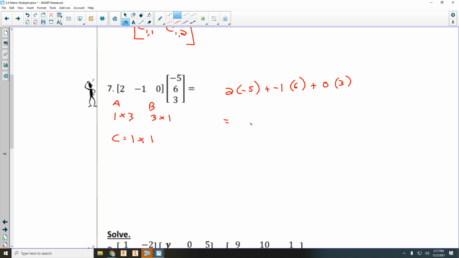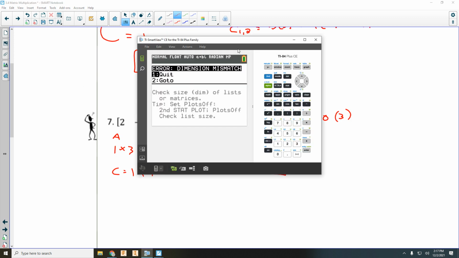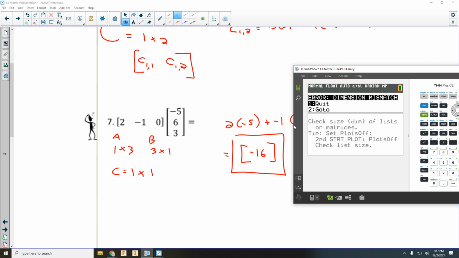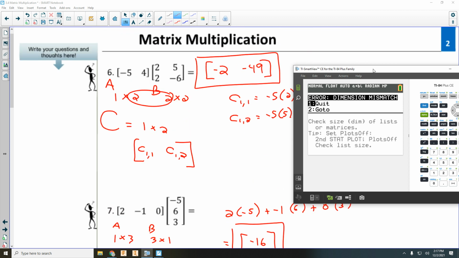Negative 10 and negative 6 and 0 is negative 16, and that's a 1 by 1 matrix. Now, before we do the variable ones, let's show how to do this on the calculator. You got to know how to do it because you're not going to want to do inverses.